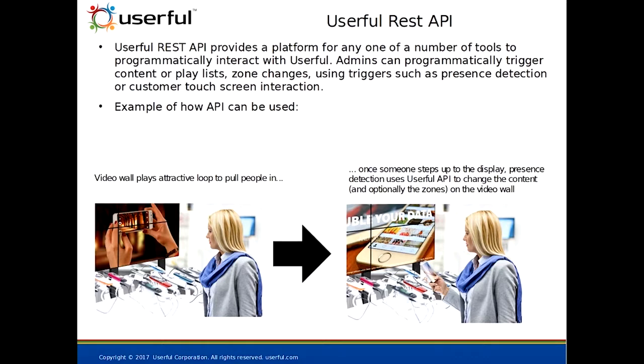It's worth mentioning a few things about the API. The Userful REST API is very simple for programmers to use, and it provides a platform for any number of tools. So you can pull in the Internet of Things, you can pull in different applications, you can use triggers such as presence detection, customer interactivity points, etc. Lots of great ways our API can be used. And if you want to know more about the Userful API, come to our website. Complete documentation is available there.